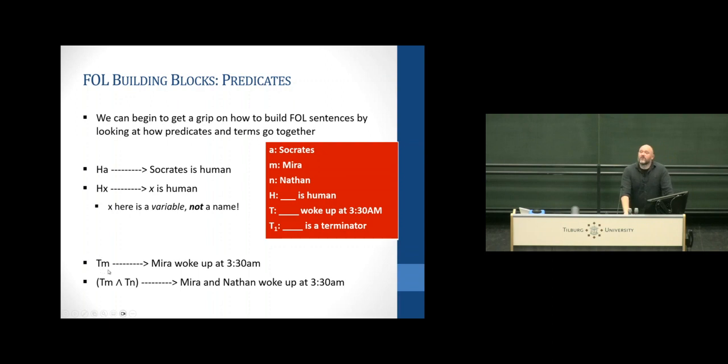And again, I could express Tm as Mira woke up at 3:30 using this key here. Or Tm conjunction Tn, Mira and Nathan woke up at 3:30 this morning. We already start to see, again, this predicate-term pair is our unit, and then we can plug and play just like we did before with TFL, but every time before we had atomic sentences, now we're always going to have predicate-term combinations.